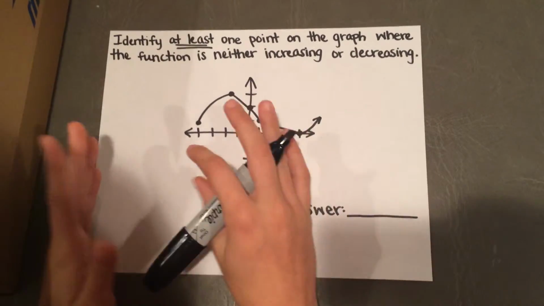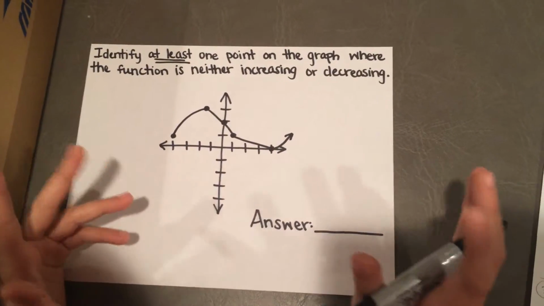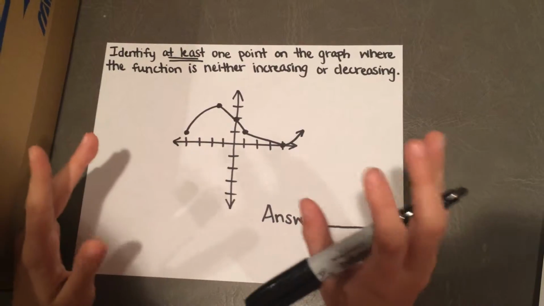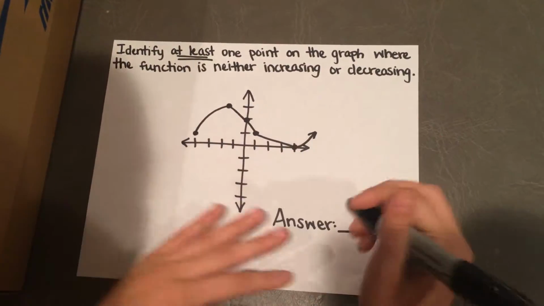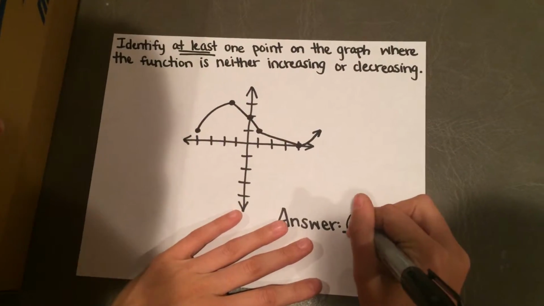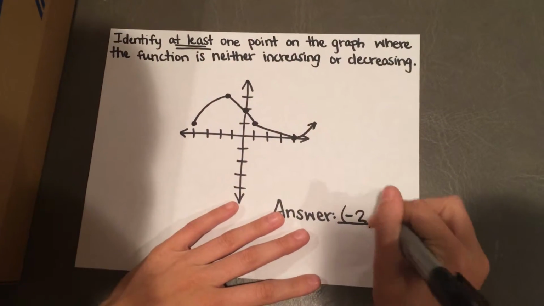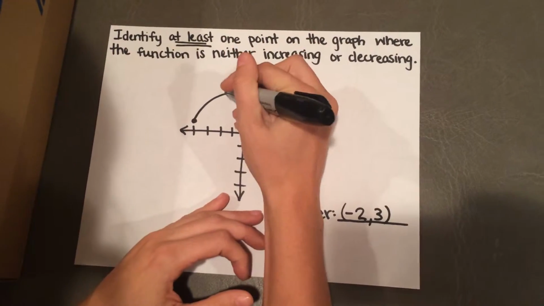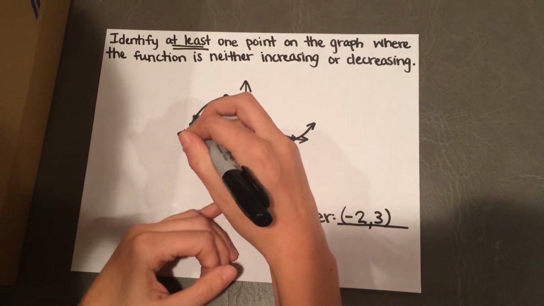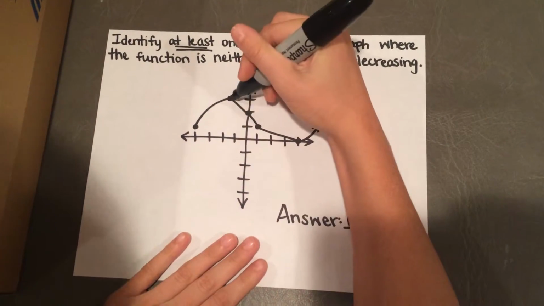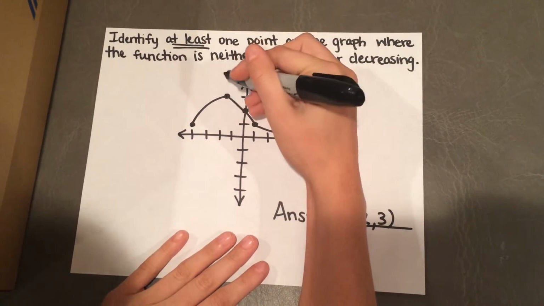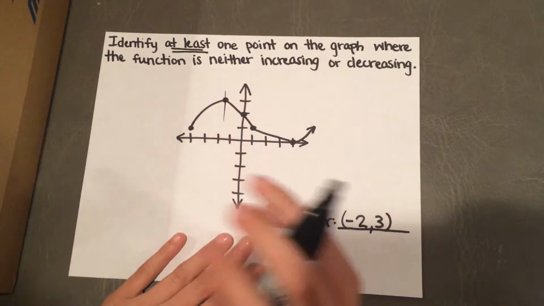So if I had to pick a point on this graph, or identify at least one point on the graph where the function is neither increasing or decreasing, I would pick -2 and 3. Because this is the point where the function comes from here, where it's increasing, and then goes to decreasing. So it's at this point right here, it's neither increasing or decreasing.